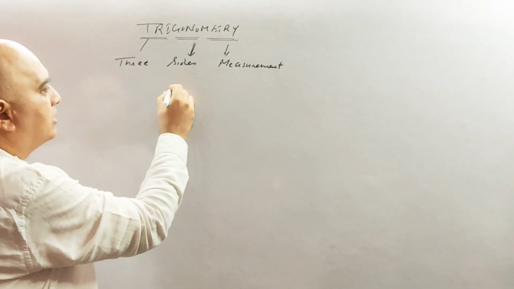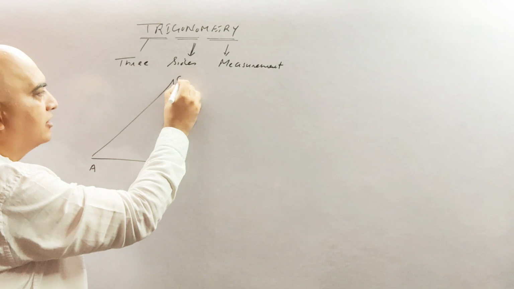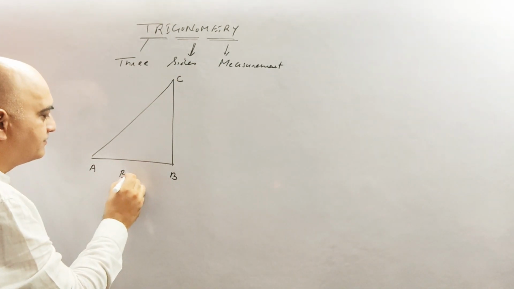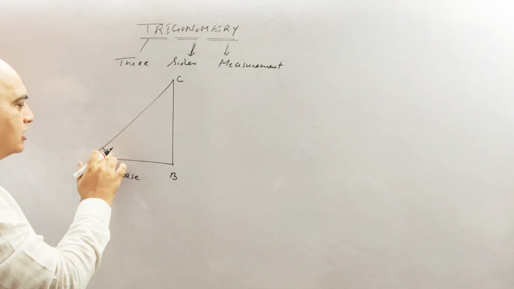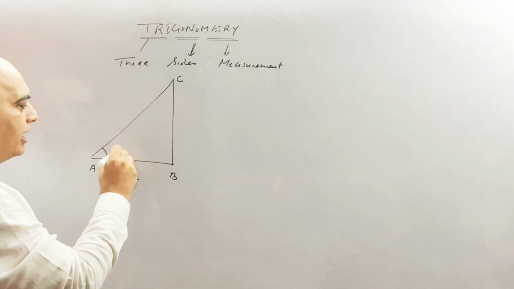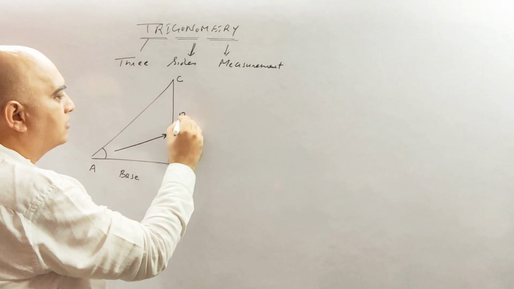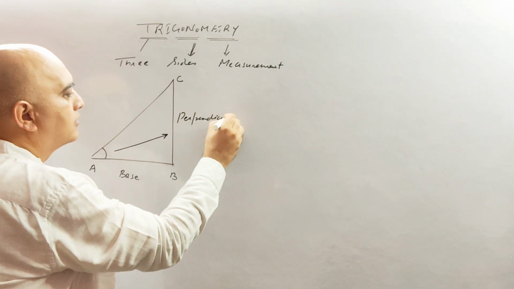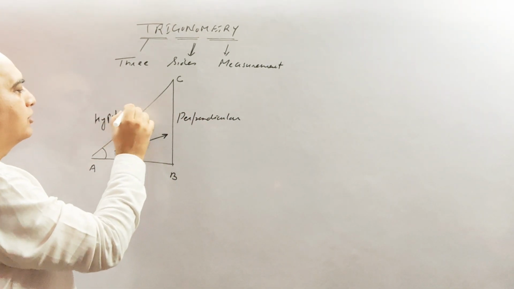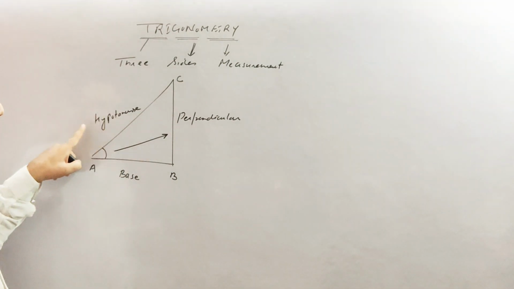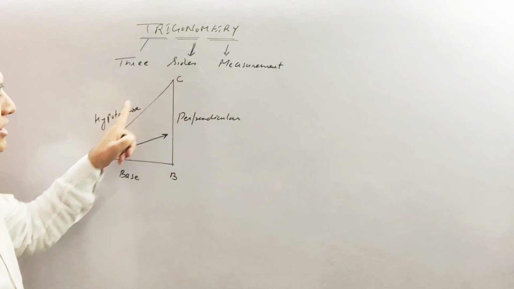Suppose we have a right angle triangle, ABC, right? And this is the base. This is angle theta, or you can say we can take this as an angle A, there is no issue. The opposite side with respect to the angle A is called perpendicular. And this is our hypotenuse. Hypotenuse is the longest side of the triangle ABC.